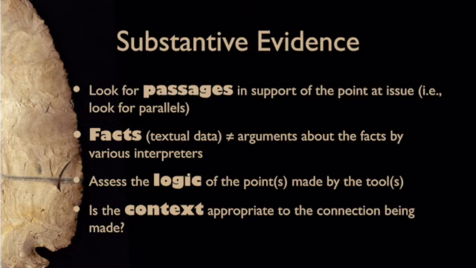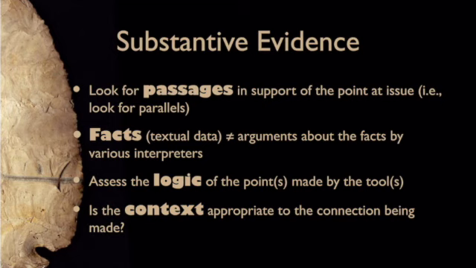Also, we want to look for facts and distinguish them from the arguments that various interpreters make. We want to be careful that we don't just bring in their interpretation. This is where good BE 101, distinguishing observation from interpretation on the part of our interpreters, might come in handy. When you read a commentator, he's going to give you a list of facts, but he's also going to interpret those facts. So just stick with the facts.